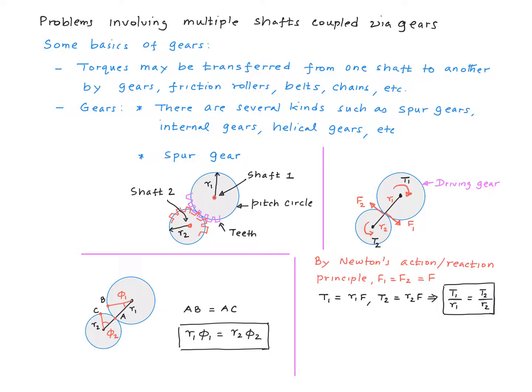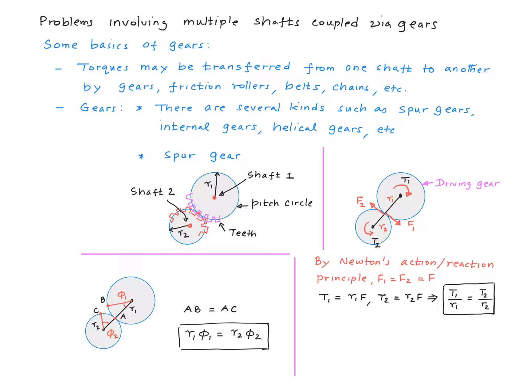So if you understand the mechanics of gears, then you will understand the mechanics of other kinds such as friction rollers and belts. Even among gears, there are several kinds such as spur gears, internal gears, helical gears, and so on. Once again, most fundamentals are the same with some differences between them. So we'll pick one kind and focus on that, namely the spur gear. Spur gears have teeth like shown in this picture. Normally one of them is a driving gear, the other is a driven gear.